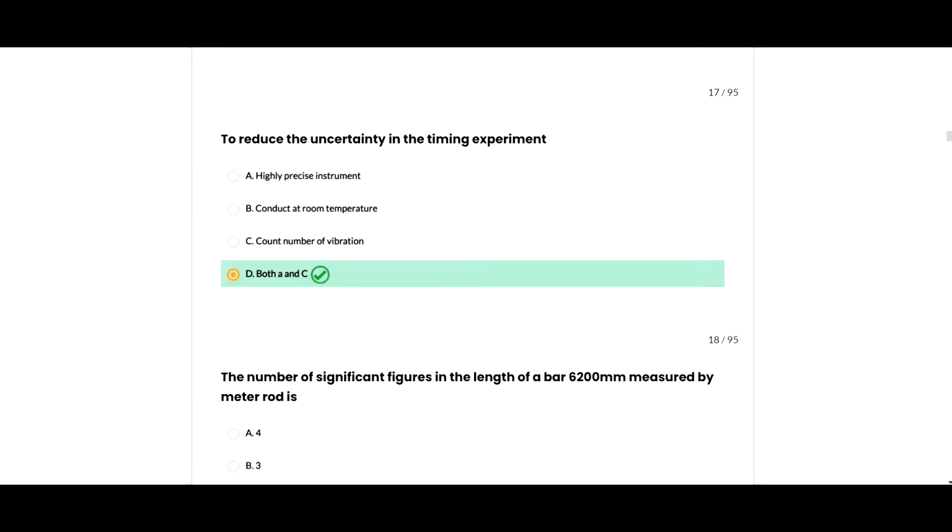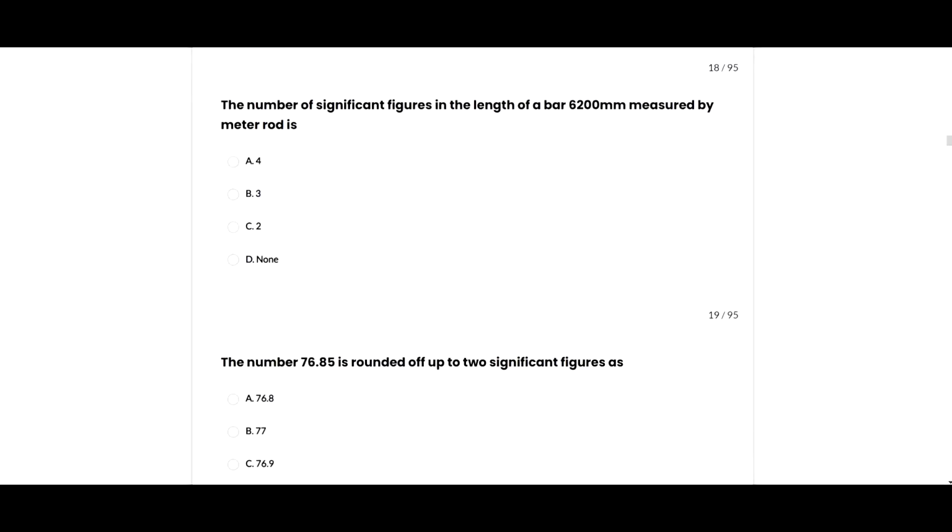The next MCQ. The number of significant figures in the length of a bar 6200 millimeter measured by meter rod is? Which option will be correct? The correct option is given here. A option is correct because you know that there are 4 digits, 1 2 3 4. So here the number of significant figures will be 4. So A option is correct.